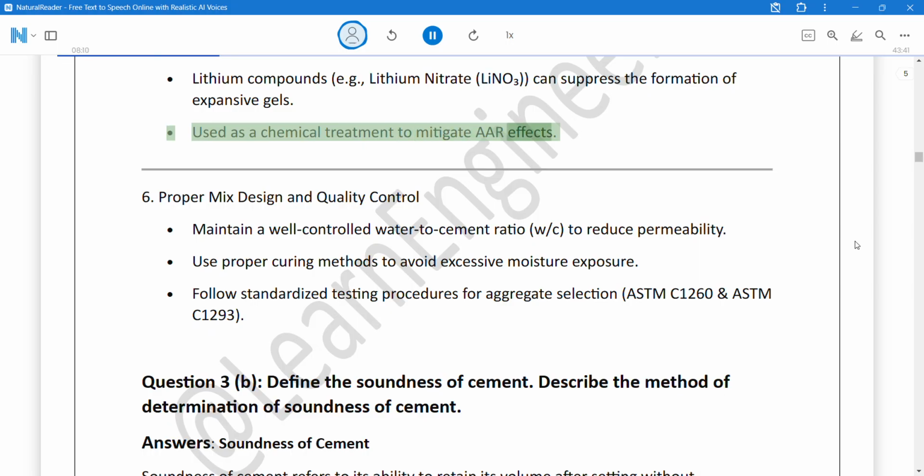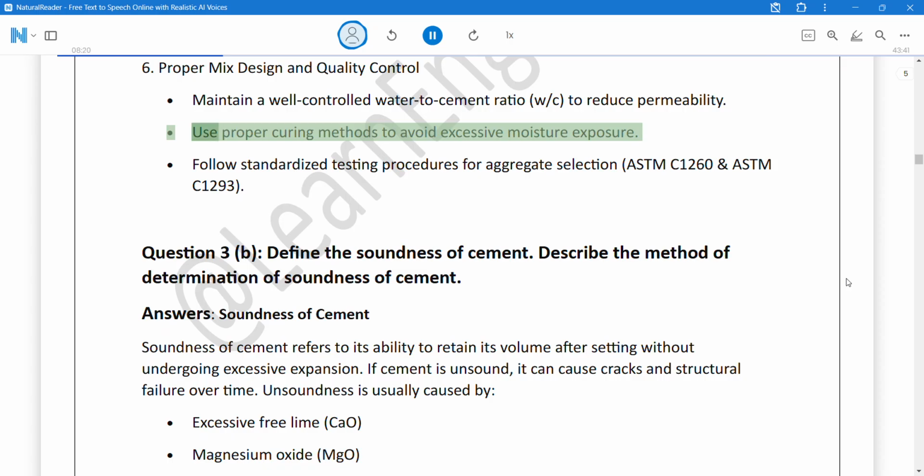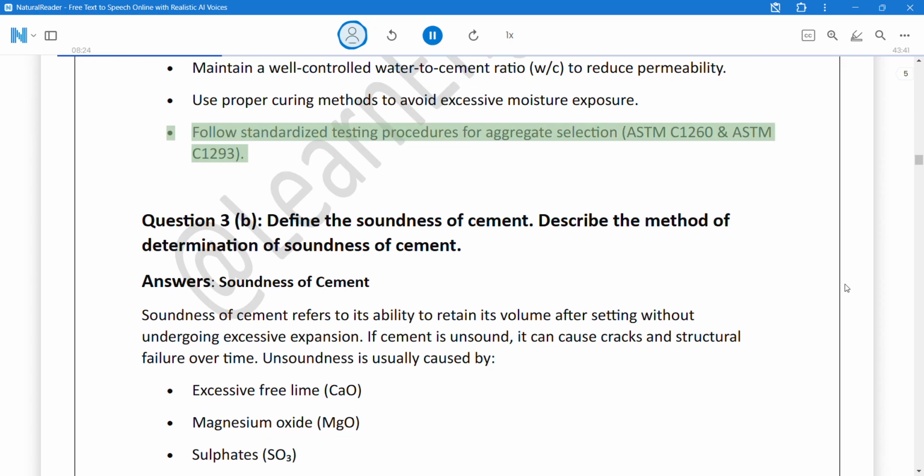6. Proper mix design and quality control. Maintain a well-controlled water-to-cement ratio to reduce permeability. Use proper curing methods to avoid excessive moisture exposure. Follow standardized testing procedures for aggregate selection.